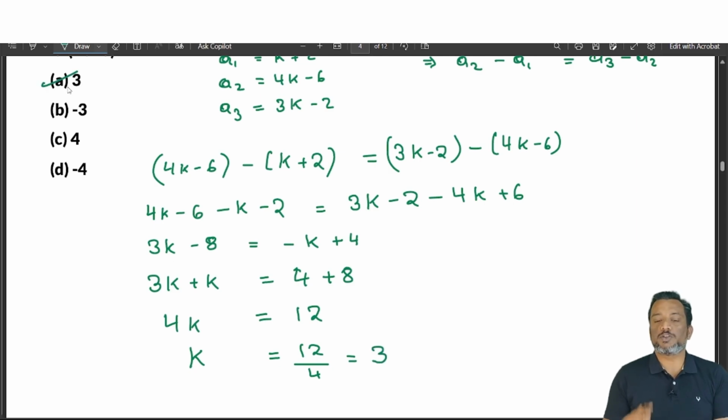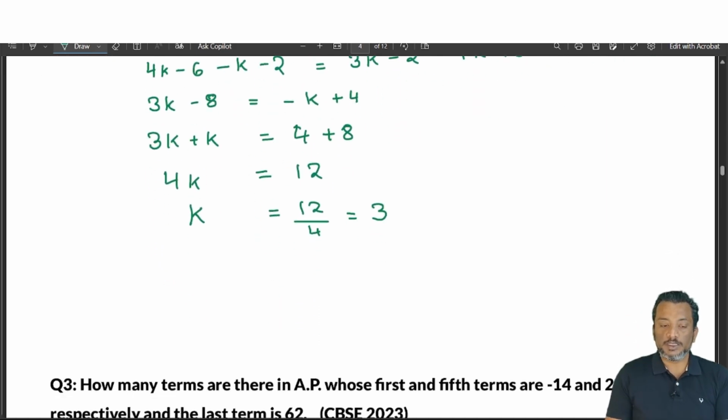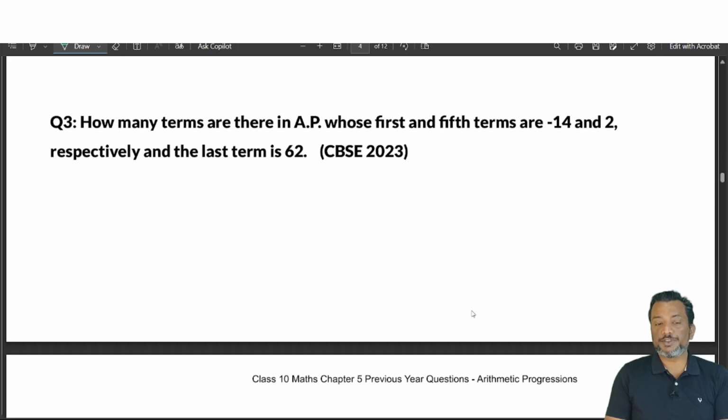So which option is correct? Option A is correct. So hope you understand this simple way of solving this type of question, and you don't have to spend so much time on the MCQ question, because they are direct based questions. So use your tricks and solve. Okay. Now coming to the next question, again 2023.